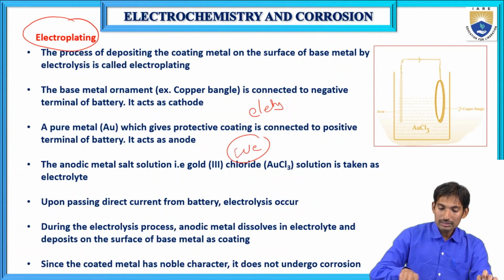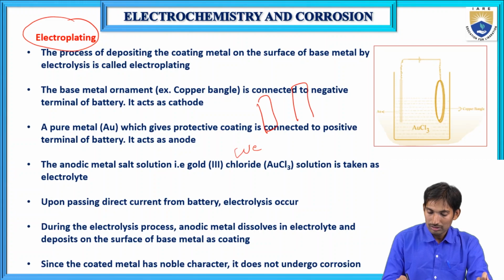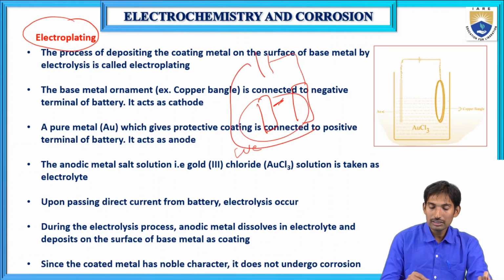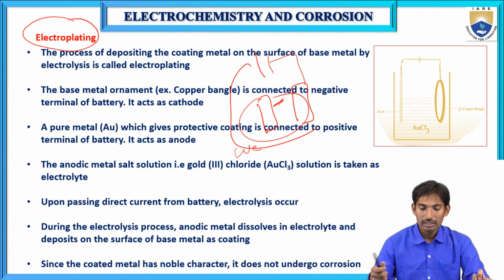In this electrolysis, what we have to do? For the anode and cathode, you have to connect a battery, and you have to take an electrolyte. In this process, you supply electrical energy. The electrical energy is converted into chemical energy. That process is called electrolysis.